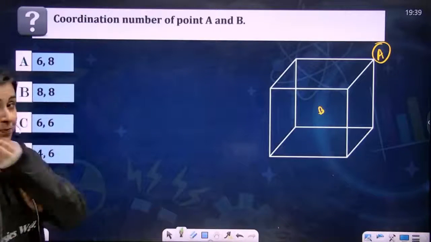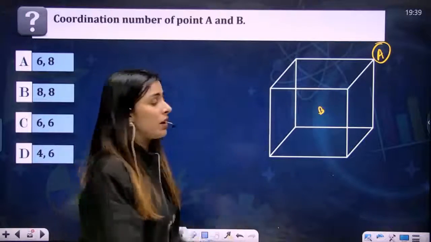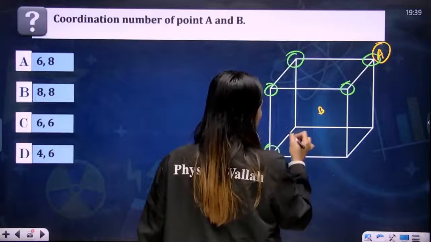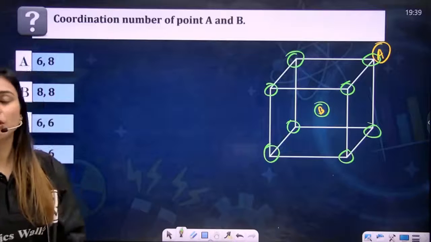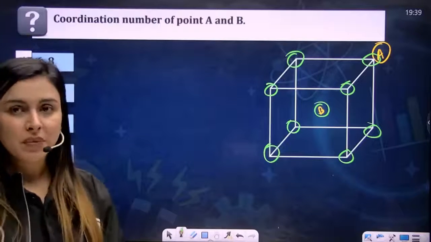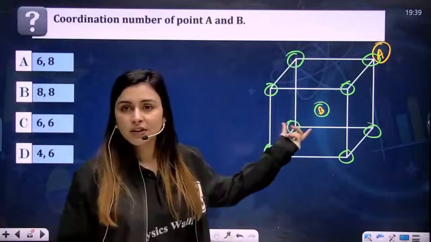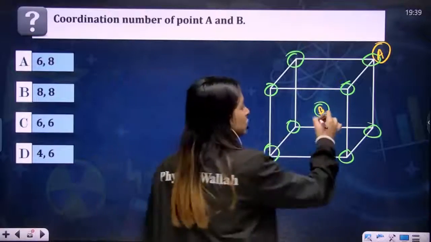It says that you have atoms here. So it is a body centered cubic crystal system. I hope you can see, because atoms are present at the corners and at the center. You have to tell the coordination number of A and B. See, A is in a body centered cubic system, so it will touch along the body diagonal. So it will touch the B point.